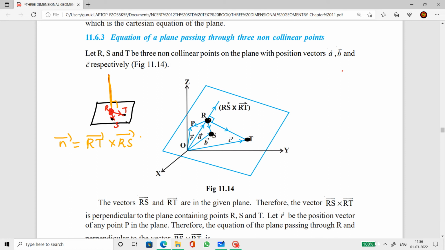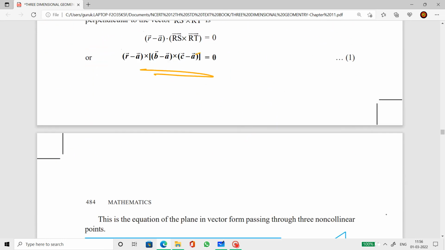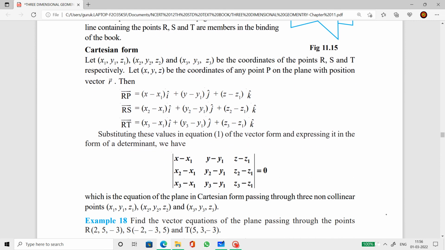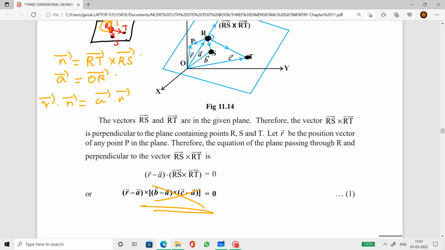Isn't it? Now I get the normal. I said I need a point and a normal only. Normal I found. Where is the point? Well, R is the point. R is considered as a reference point here. So I'm going to take my A vector in the formula as my OR vector. Fair enough? So this way we come back to the same formula: r vector dot n vector equals a vector dot n vector. So this is the third one wherein you don't have to learn any new formula, because many formulas means many confusions.